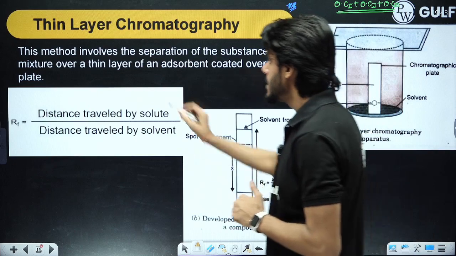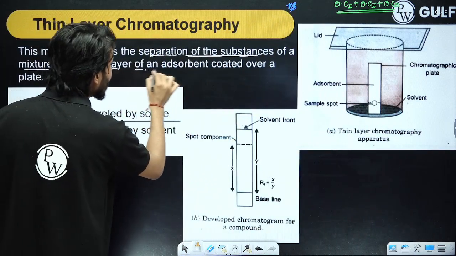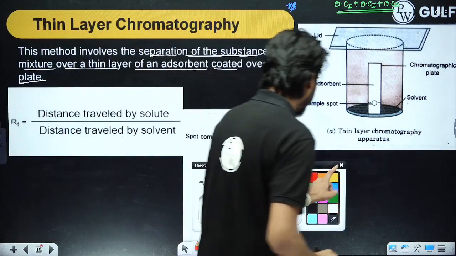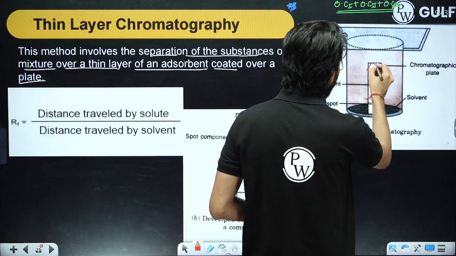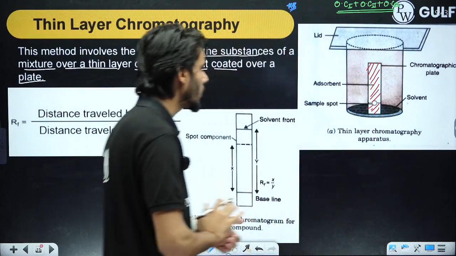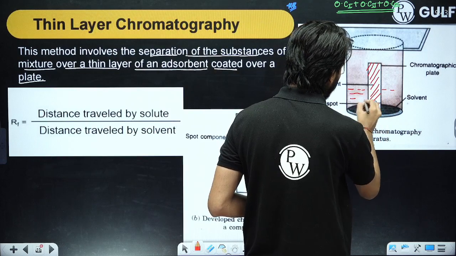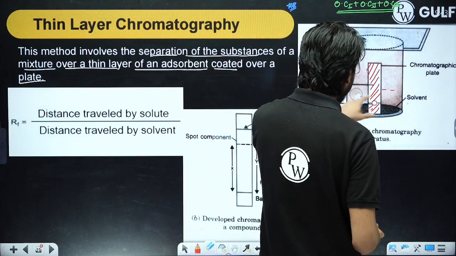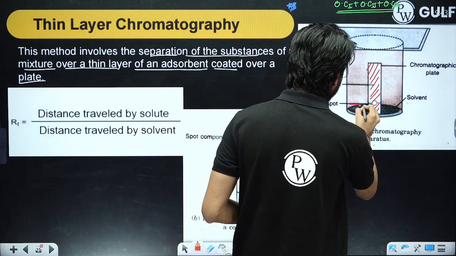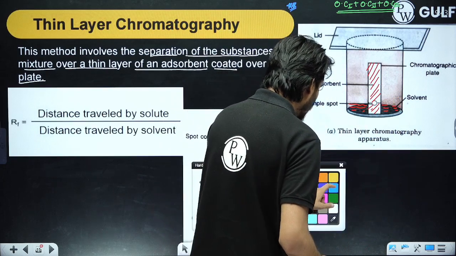This method involves the separation of the substances of a mixture over a thin layer of an adsorbent coated over a plate. What will you do? You will have a chroma plate which is made up of an adsorbent. You will have a solvent in this beaker, and you have an organic compound in which there are a number of organic compounds miscible with each other.